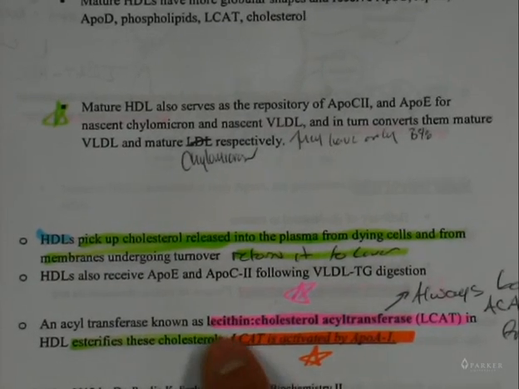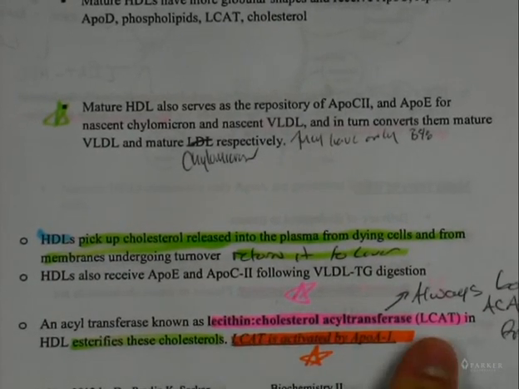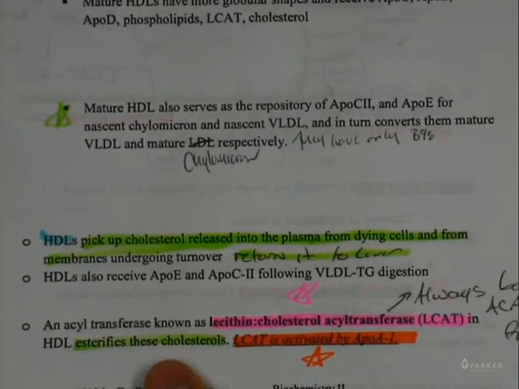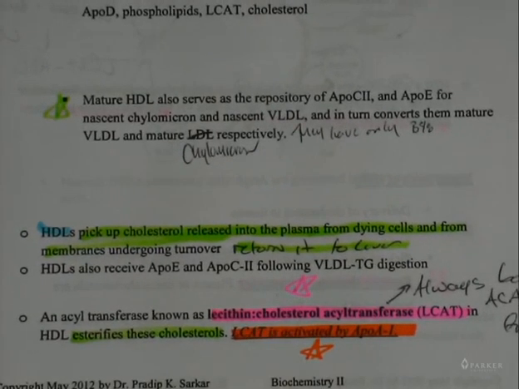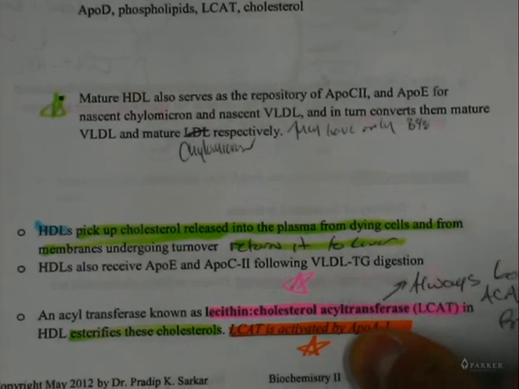An acyltransferase is known as lecithin cholesterol acyltransferase, or LCAT. It esterifies these cholesterols. LCAT is activated by ApoA1. HDLs have ApoA1. It activates LCAT. They take cholesterol. They turn it into the storage form, cholesterol ester, which is esterified with a fatty acid at the hydroxyl group of position 3.